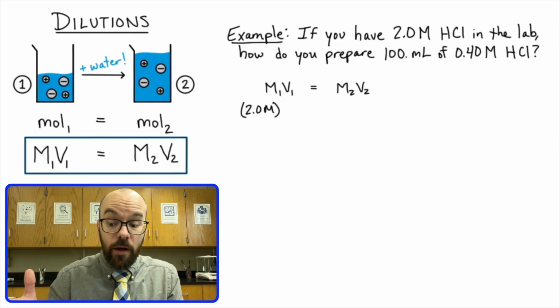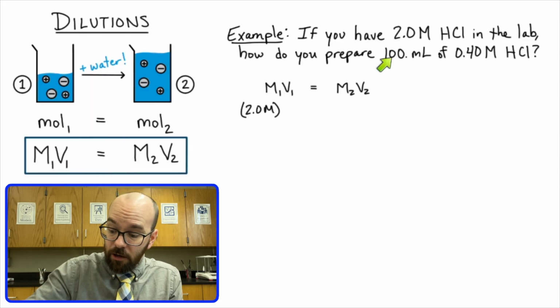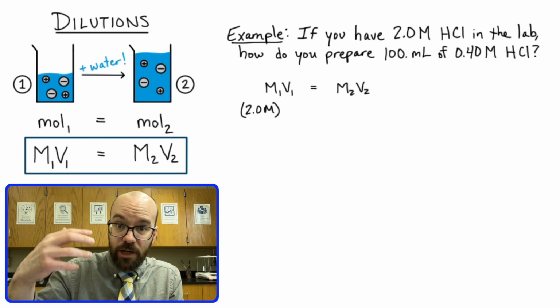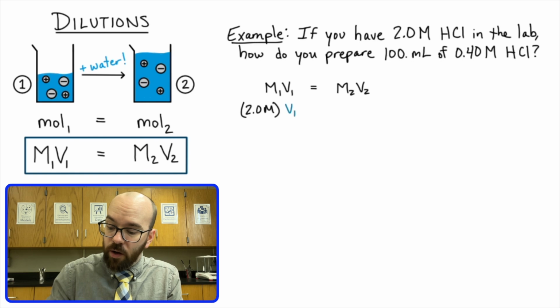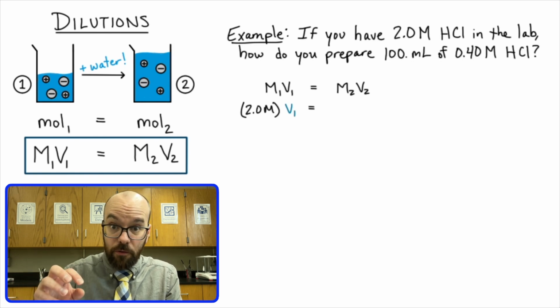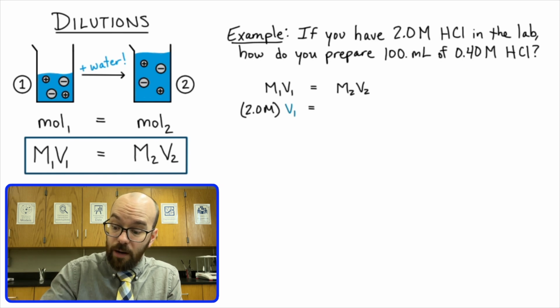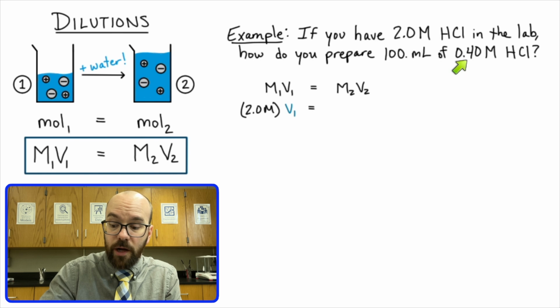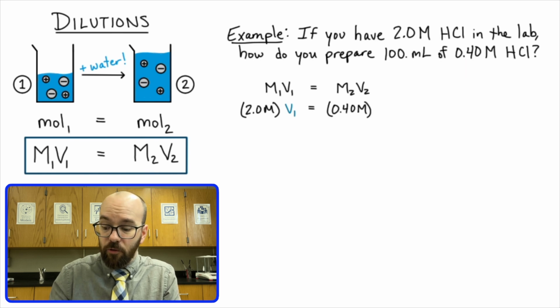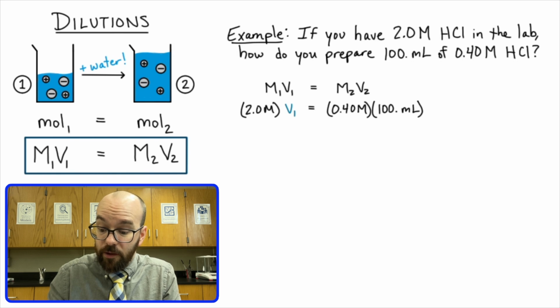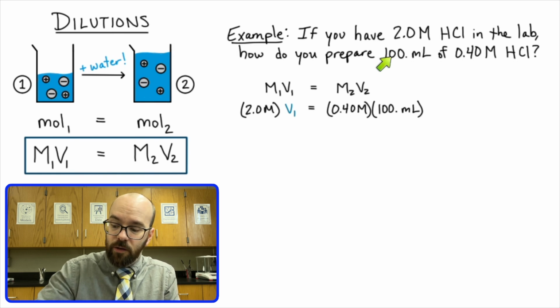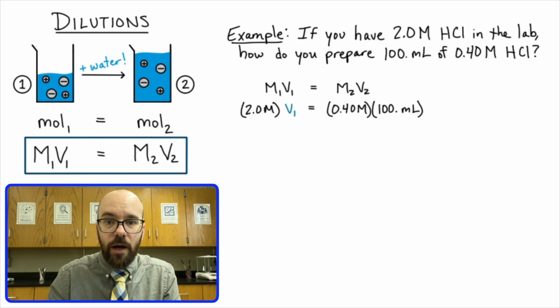What about V1? Well, I have a volume here, but that's the volume of solution that I want to prepare. I don't know how much solution I need to start with. So the V1 is going to be the variable that I'm going to be solving for. So I set that equal to M2V2. Our molarity 2, that's going to be our target molarity, our molarity after the dilution, and I'm wanting to prepare 0.4 molar hydrochloric acid. So 0.4 molar is my M2. And then my V2 is going to be the volume that I'm going to end up with, which in this case, I want to prepare 100 milliliters of that 0.4 molar hydrochloric acid.